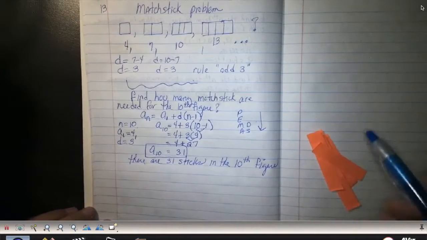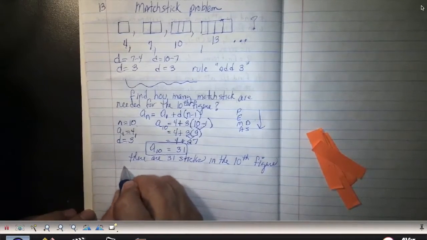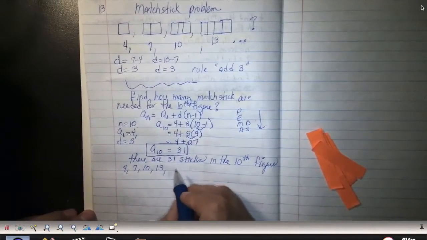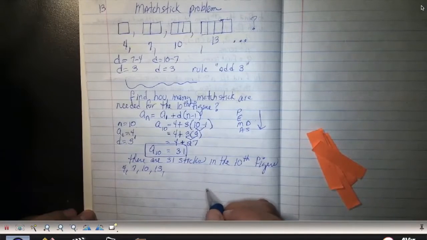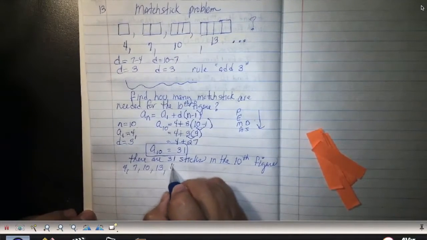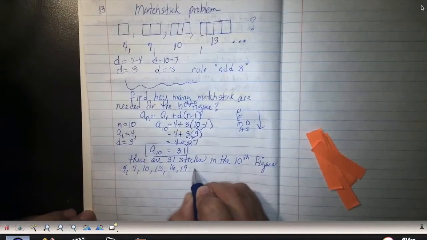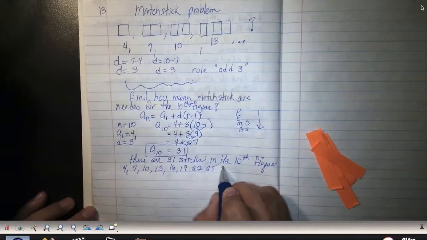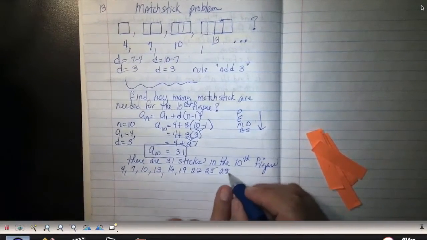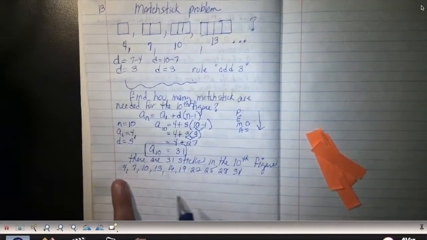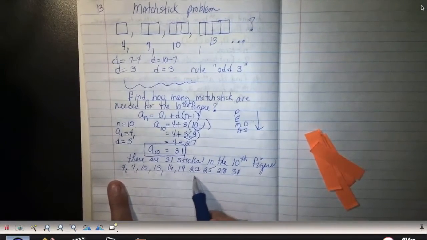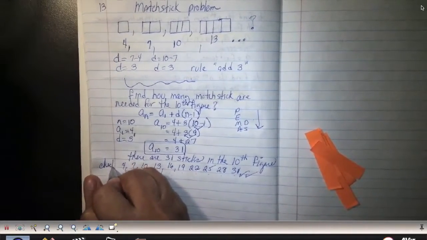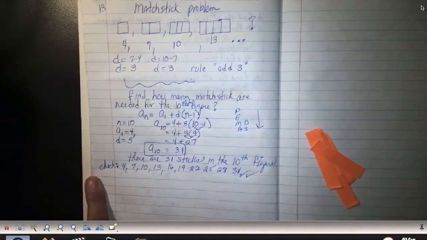Okay, so let's go ahead and check this. We said the first one was 4, 7, 10, 13, plus what are we adding? We're adding 3, 16, 19, 22, 25, 28, I better be doing this right, 28, 29, 30, 31. Let's see if that's 10. 1, 2, 3, 4, 5, 6, 7, 8, 9, 10. There we go. So here we checked it.